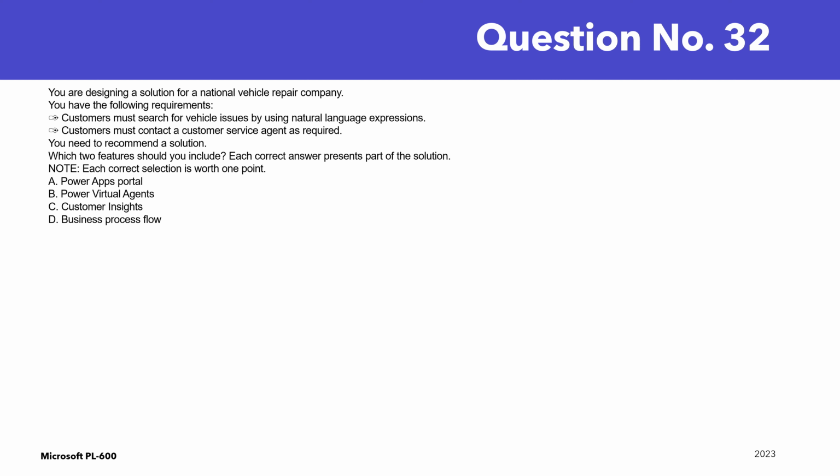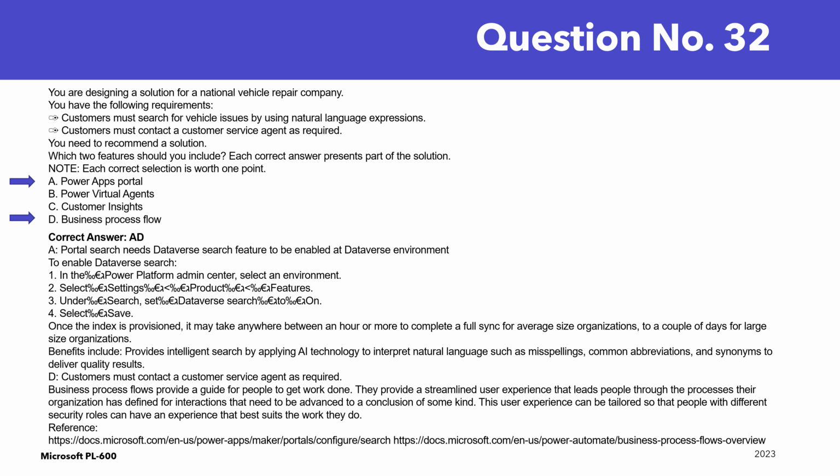A. Power Apps Portal. B. Power Virtual Agents. C. Customer Insights. D. Business Process Flow. Correct answer: A, D.